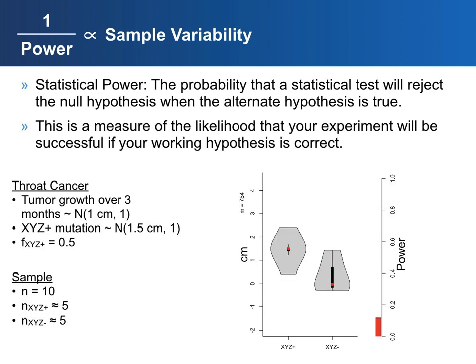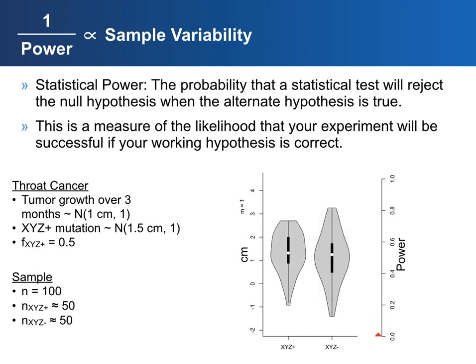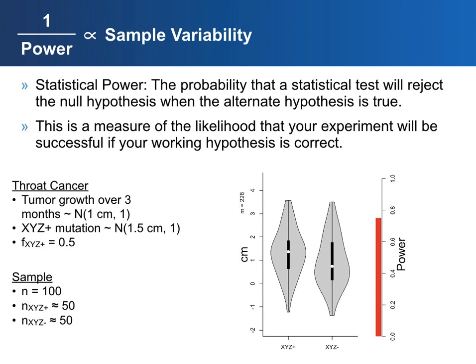So how can we change that? Let's increase the sample size to 100. That's the only thing we're changing here. We're just changing the sample size. So now we're going to expect about 50 people to have the XYZ mutation and about 50 people not to have the XYZ mutation. And as we go through, we see a much higher proportion, close to 80% of our studies where we are successfully identifying that difference between the two.